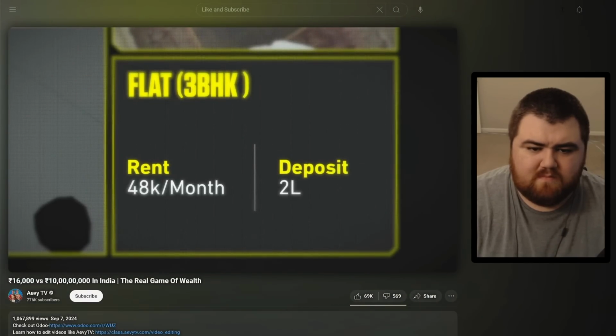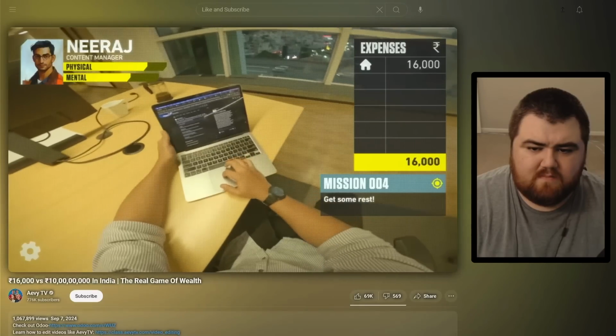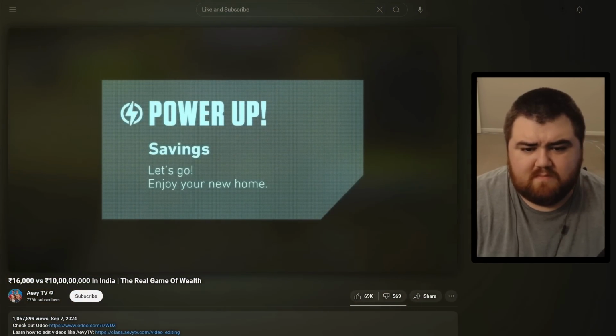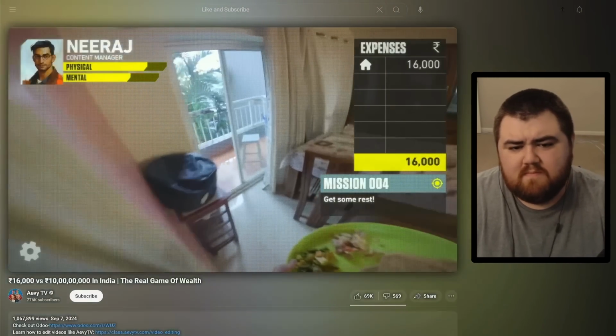This makes the game a little complicated for you to play, but thankfully you have savings from your previous job as your lifeline. So you use your savings to pay this one-time expense and move into this house.